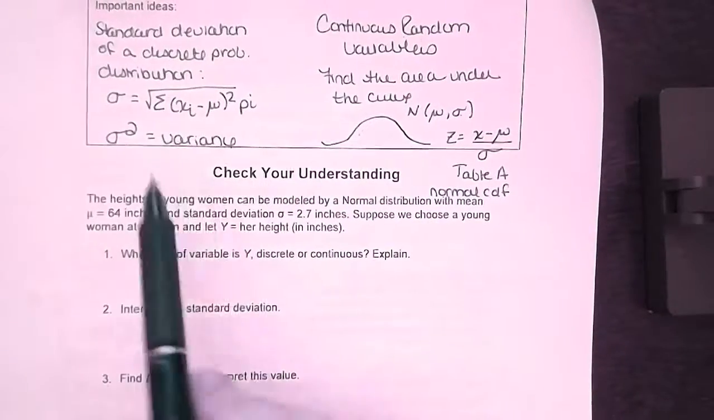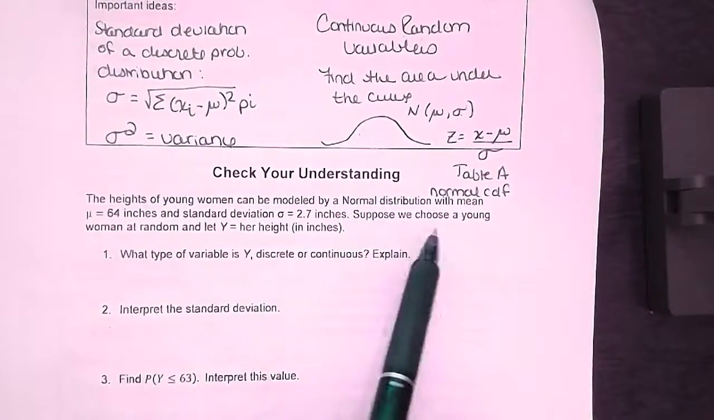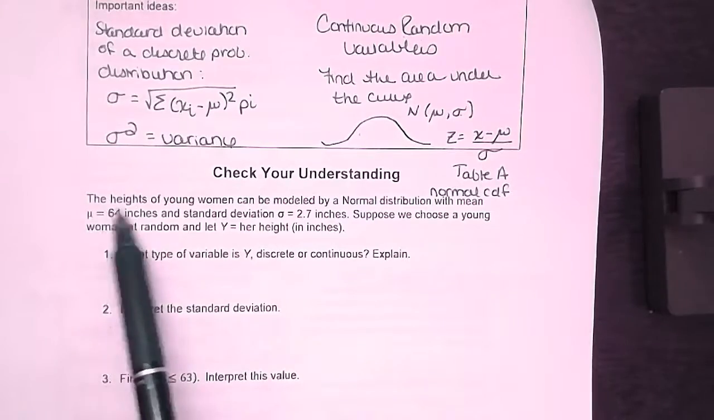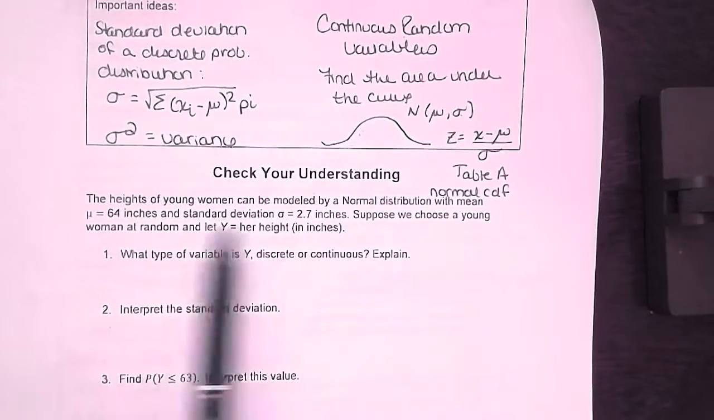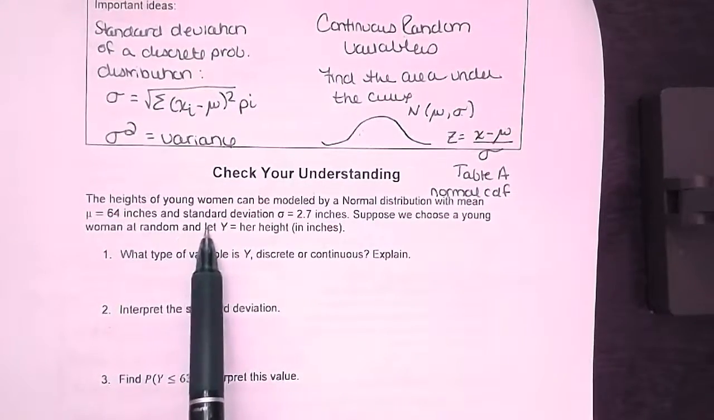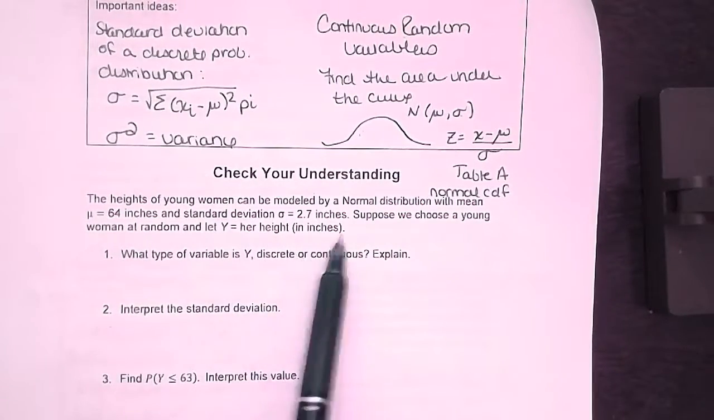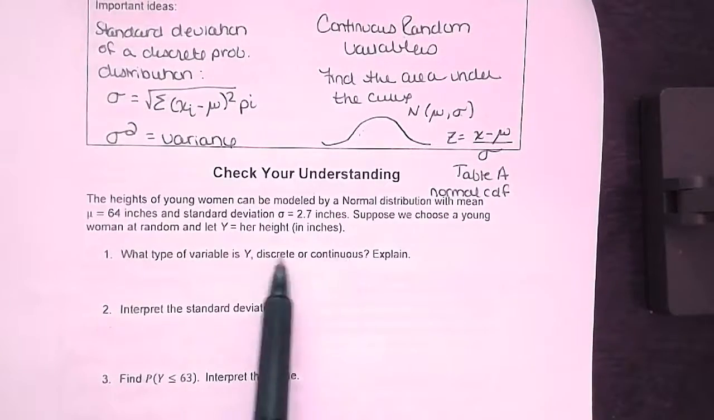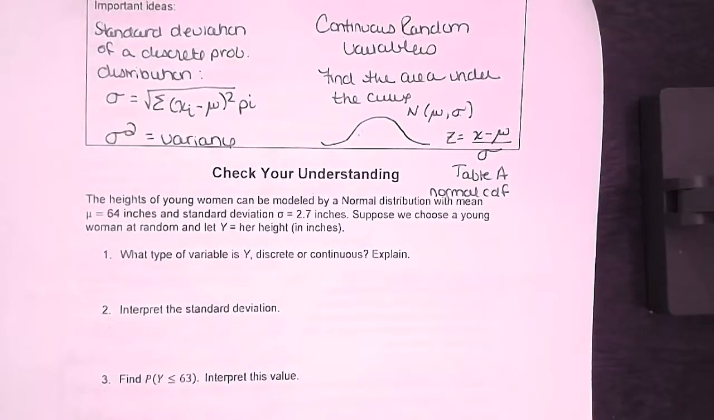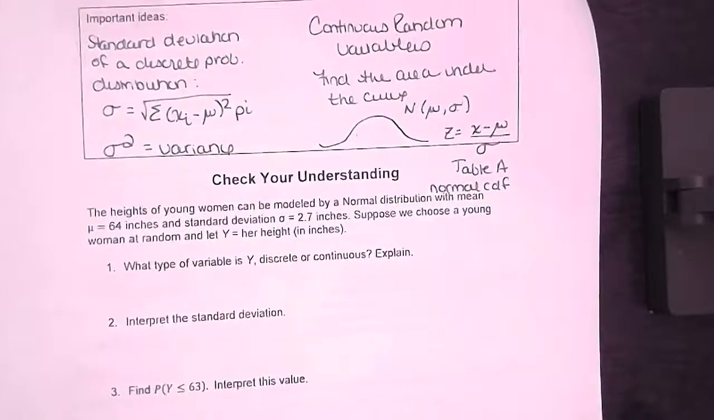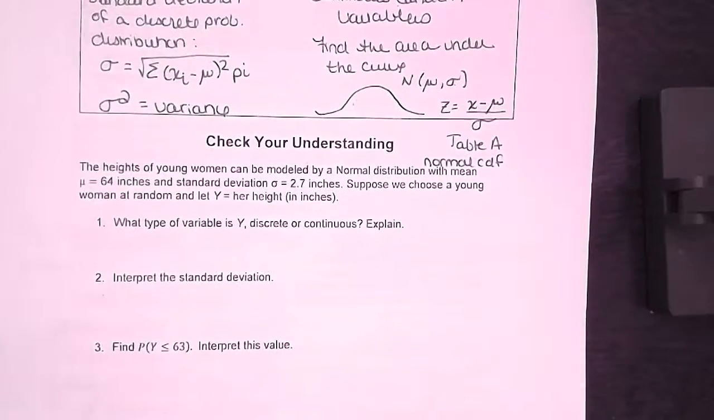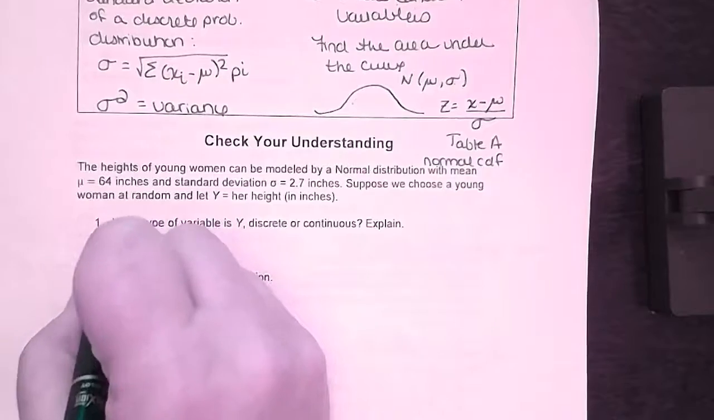Okay, so the heights of young women can be modeled by a normal distribution with a mean of 64 inches and a standard deviation of 2.7 inches. Suppose we choose young women at random and let y equal her height. What type of variable is this, discrete or continuous? Now this is continuous because all heights are possible. Somebody could be 5'4.5", right? So it's continuous.